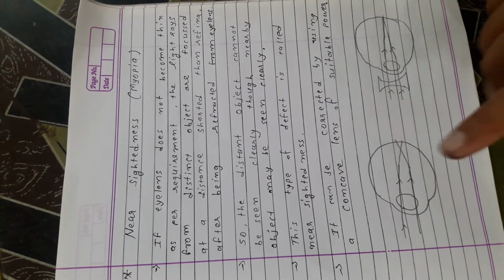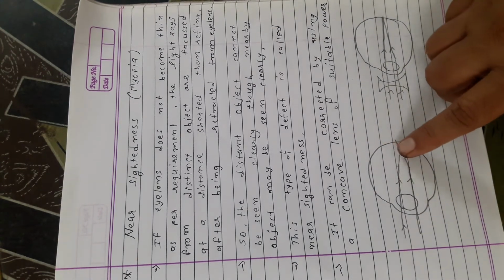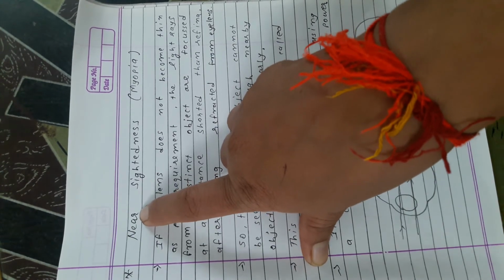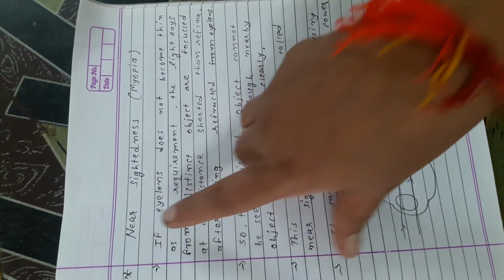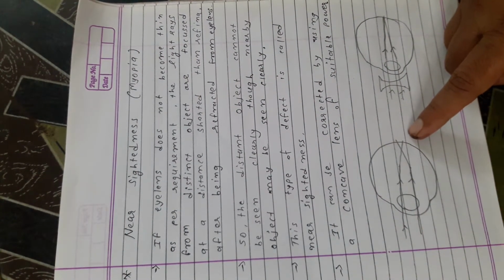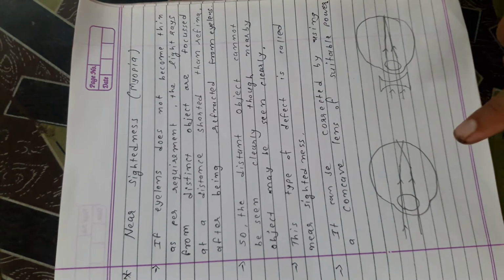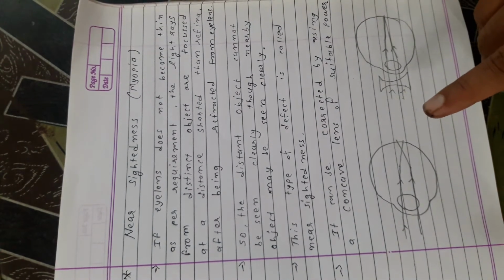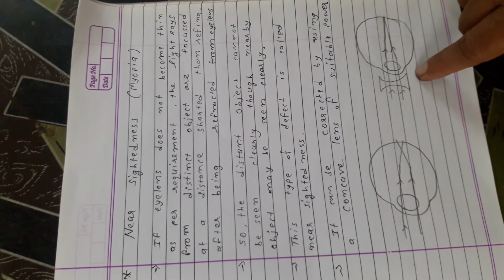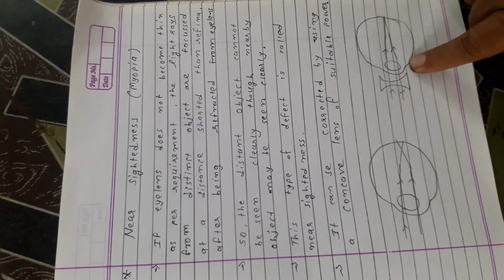nearsightedness. And in nearsightedness, a person can see the nearby object clearly, but a person cannot see the far object clearly. So this type of defect is called nearsightedness or myopia. And this type of defect is corrected by using the concave lens of appropriate focal length or concave lens of suitable power.